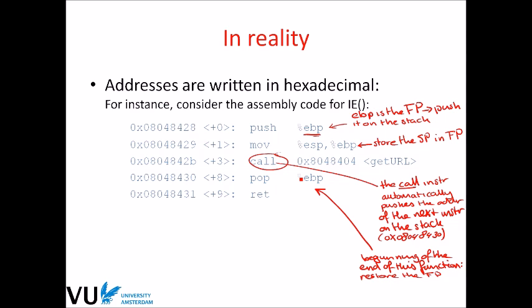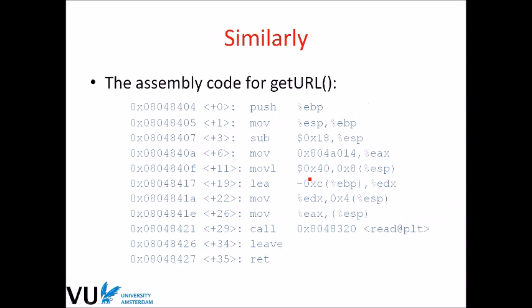Then we do a pop of EBP, which means pop of the frame pointer. So we read one value off the stack and move the stack pointer up, and then store that value into the EBP register, into the frame pointer register. And finally, we return, which pops the return address off the stack and jumps to that. So that was one function.